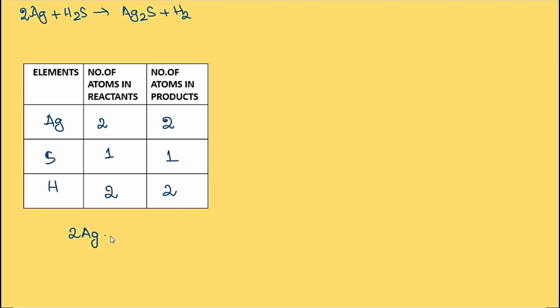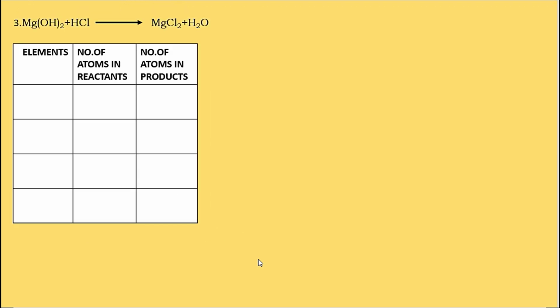So we see here that it is balanced by just multiplying the element with the coefficients without changing the molecular formula, or without adding anything to the subscripts. Okay, so let's move on to the next example. The next example is MgOH2 plus HCl gives MgCl2 plus H2.